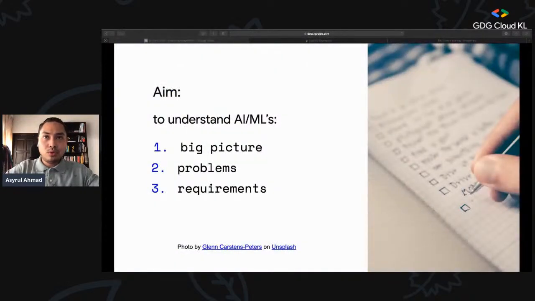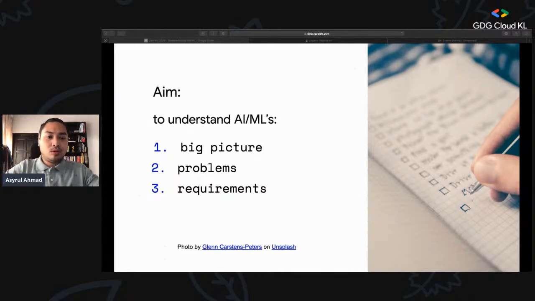And we aim to achieve three main objectives. The first one is we want to understand the big picture: what is AI, and how does it relate to ML? We often see the word AI together with ML. Are they the same thing? Are they not? How do they relate to each other?